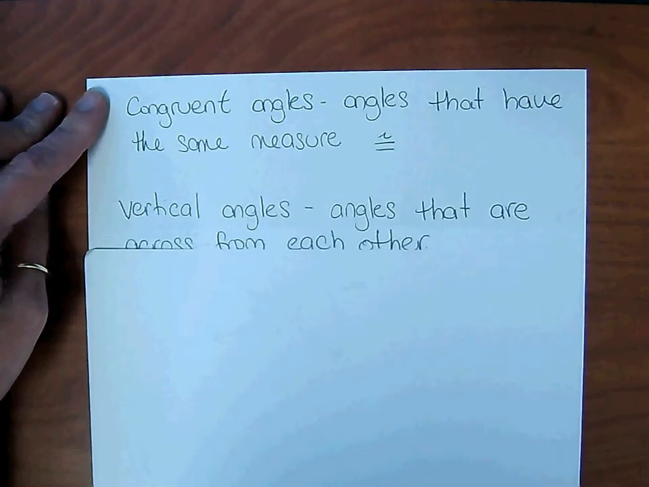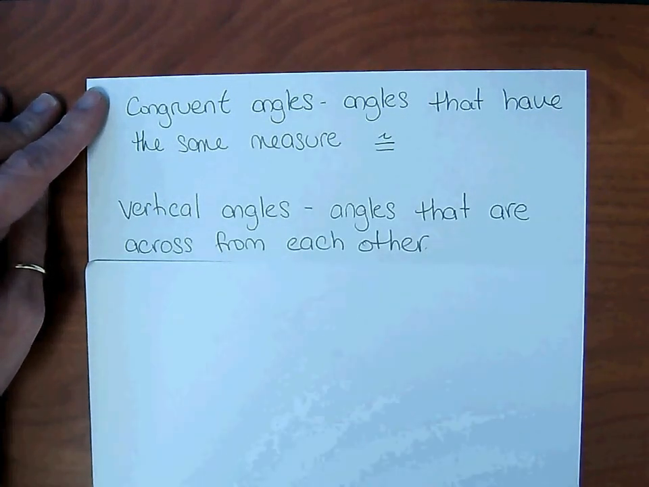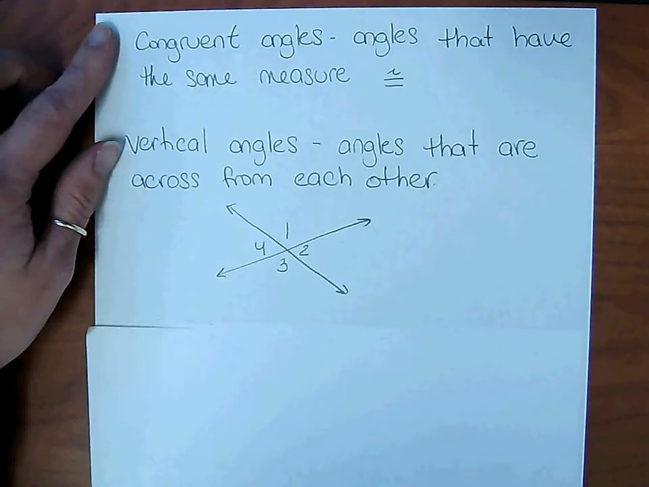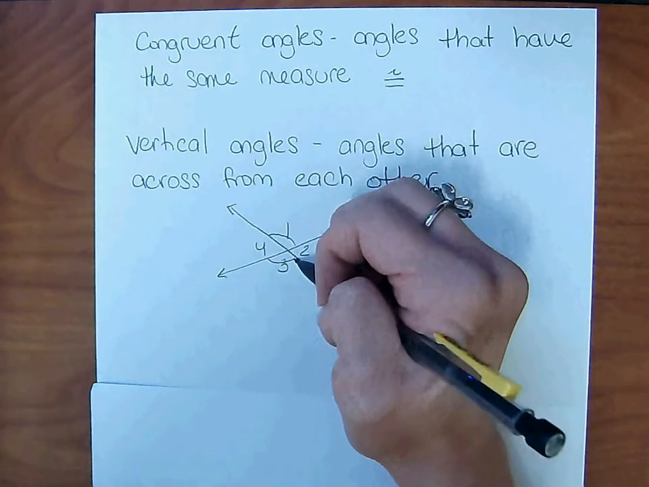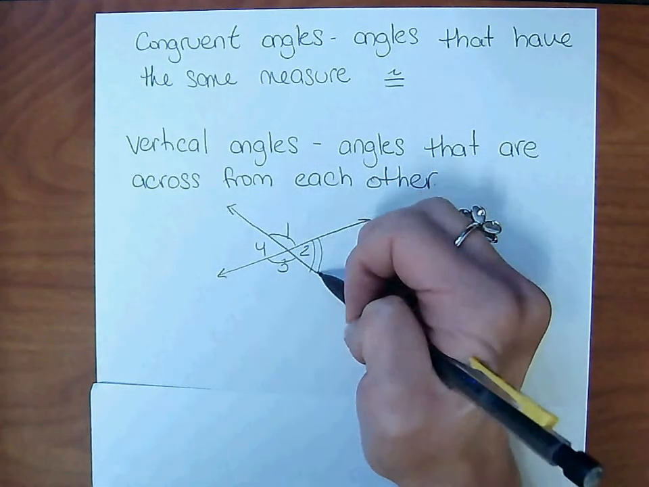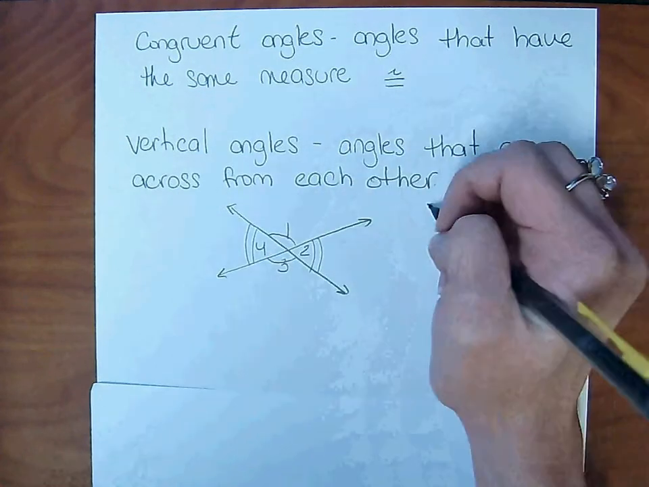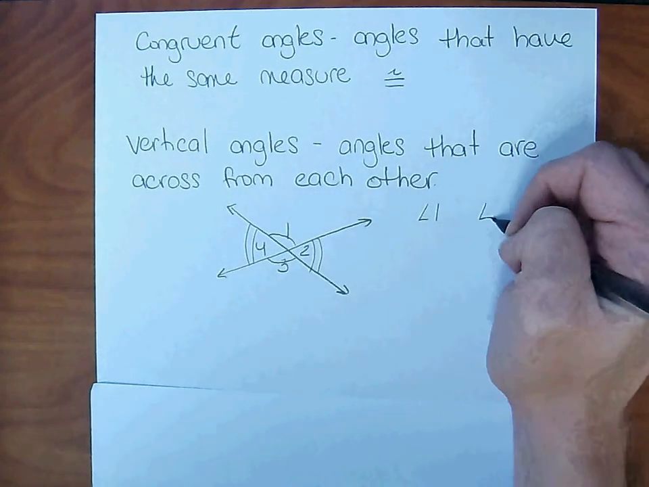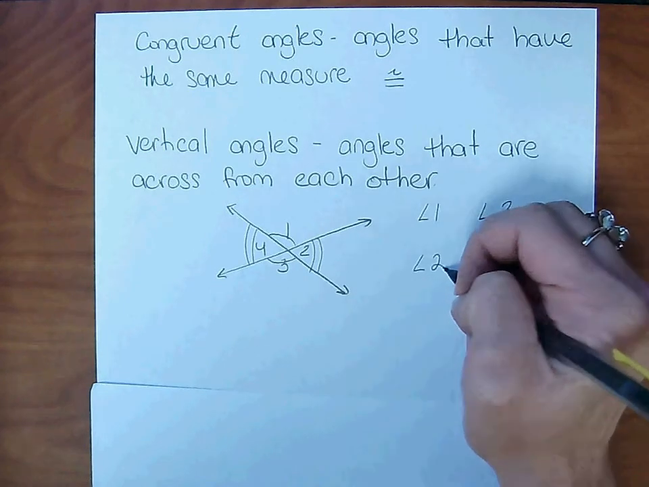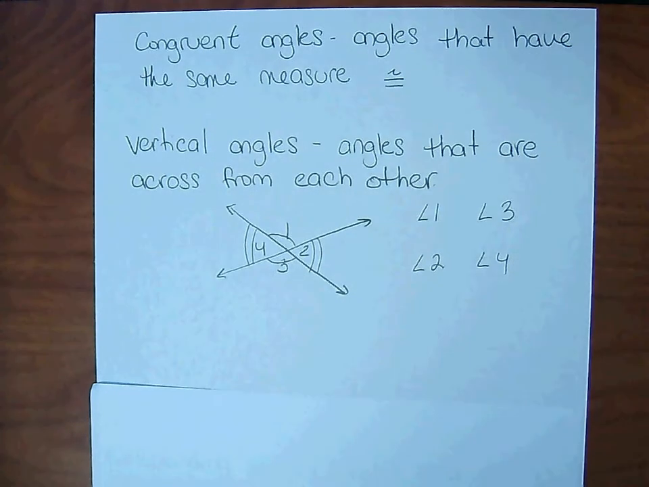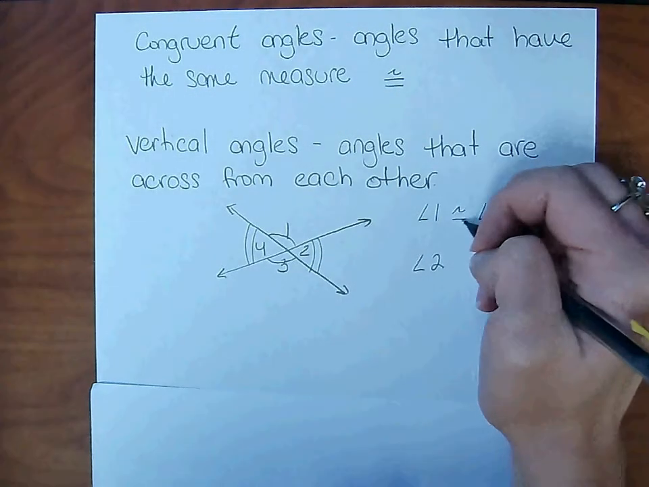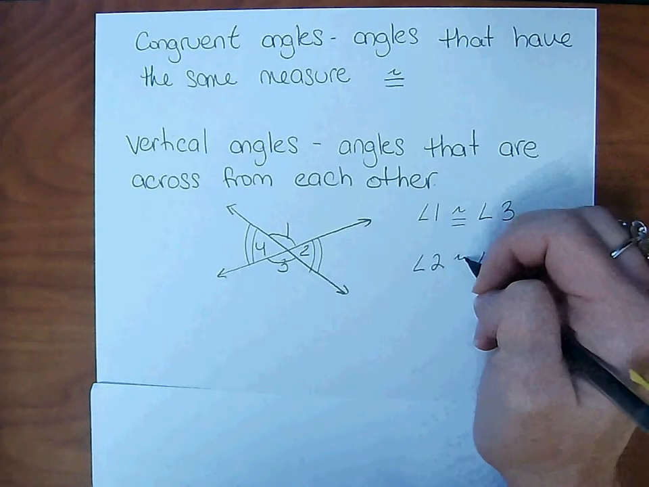Vertical angles, those are angles that are across from each other. So in this picture, angle 1 is vertical to angle 3, and angle 2 is vertical to angle 4. So angle 1 and angle 3 are vertical. Angle 2 and angle 4 are vertical. Now vertical angles also have another property. Vertical angles are congruent to each other. So angle 1 is congruent to angle 3, and angle 2 is congruent to angle 4.